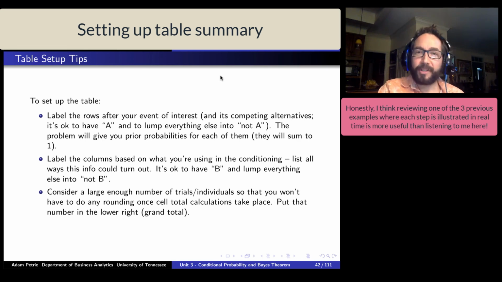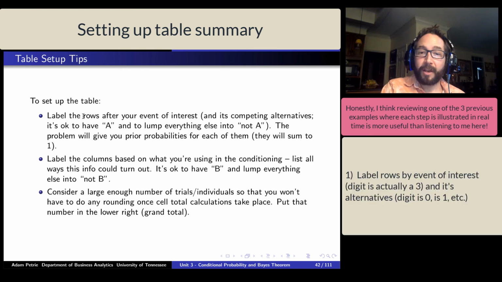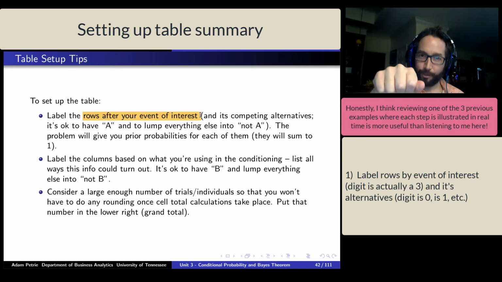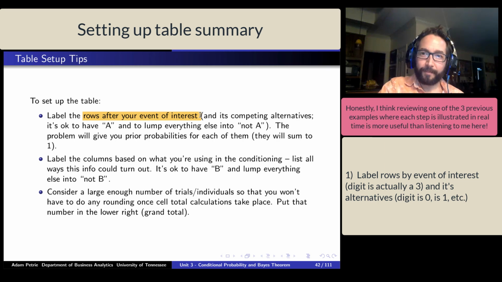So number one, once I've drawn that table, I'm going to label the rows after the event of interest. So I want to know the probability that it actually is a 3, given the machine claimed it was a 3. I want to know the probability I have the disease, given the test comes back positive. Well, I'm going to label the rows have disease versus not have disease, or actual 3 versus actual 0, 1, 2, etc. So you'll label the rows after the event of interest and its competing alternatives.